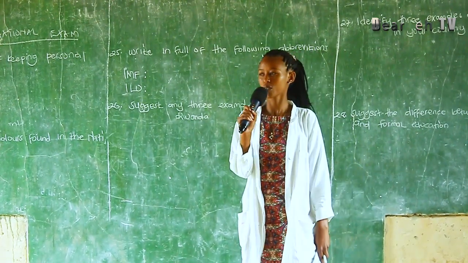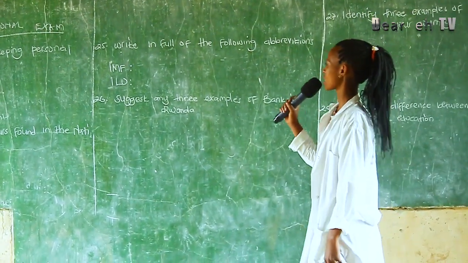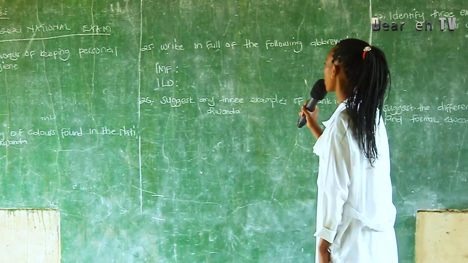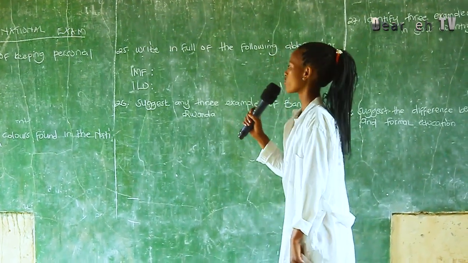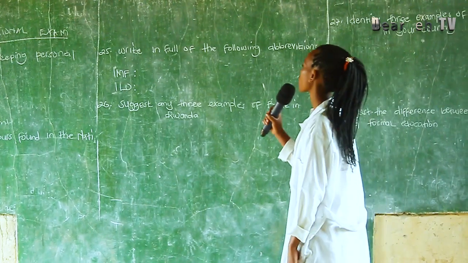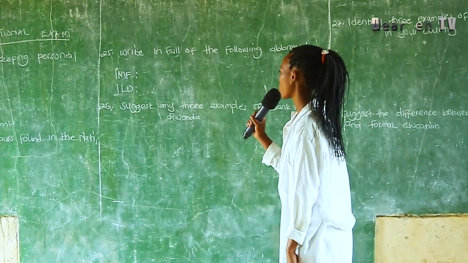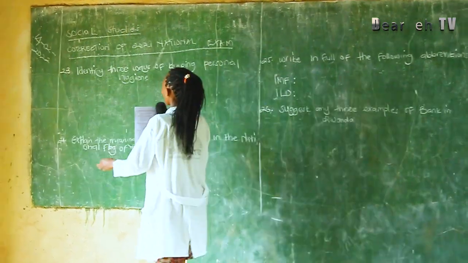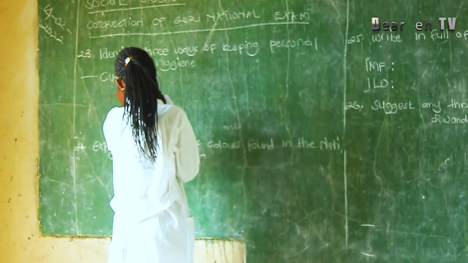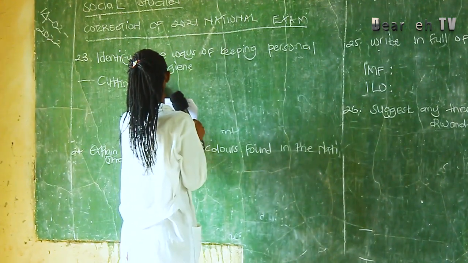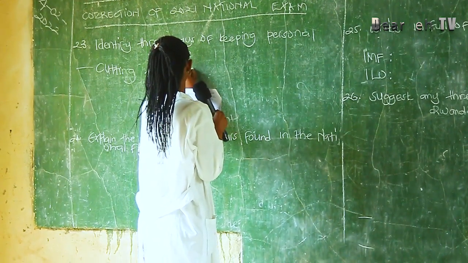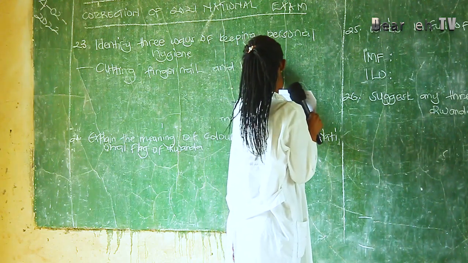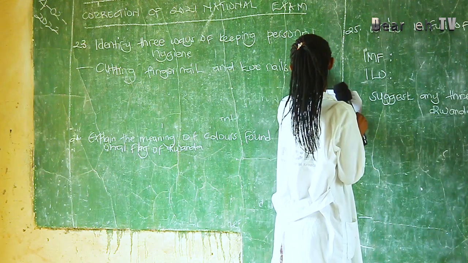So from question number 22, let us go to question number 23, which states that identify three ways of keeping personal hygiene. Or you say the ways you can keep yourself clean. So the ways of keeping personal hygiene are the following. So the first one, cutting fingernails and toenails regularly.